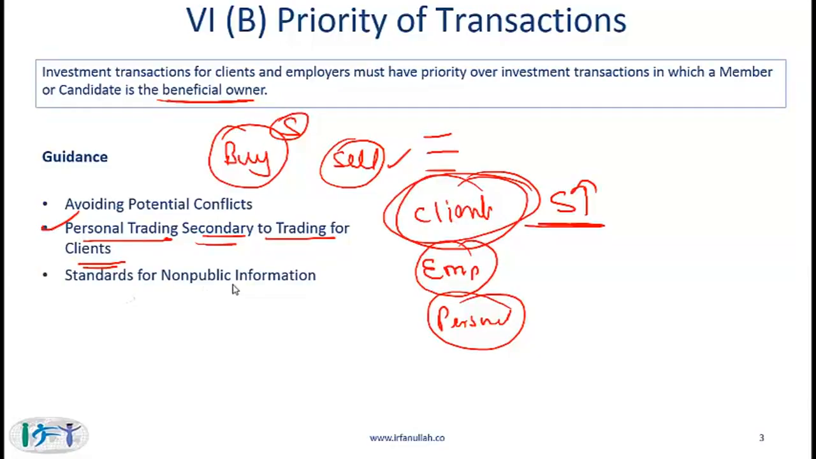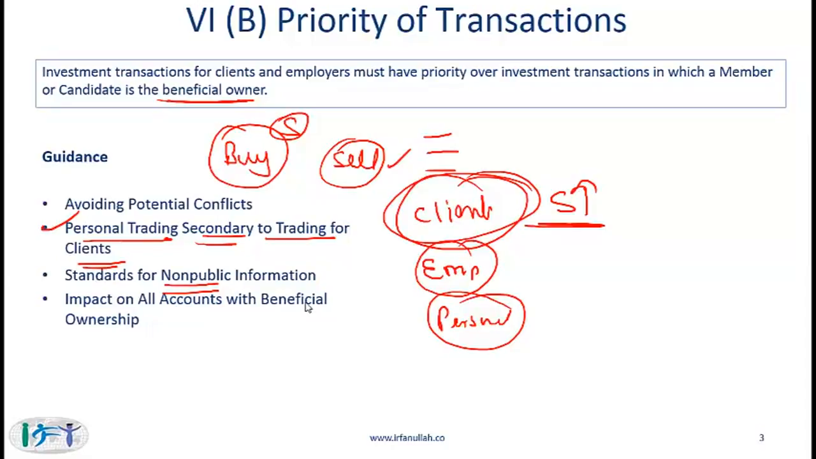Standards for non-public information. Simplistically, this says that if you happen to have any non-public information, this should not be communicated to anyone whose trades will benefit you in some way. And obviously, if this is material non-public information, then you should not be acting on it and you should not cause anyone else to act on this information.